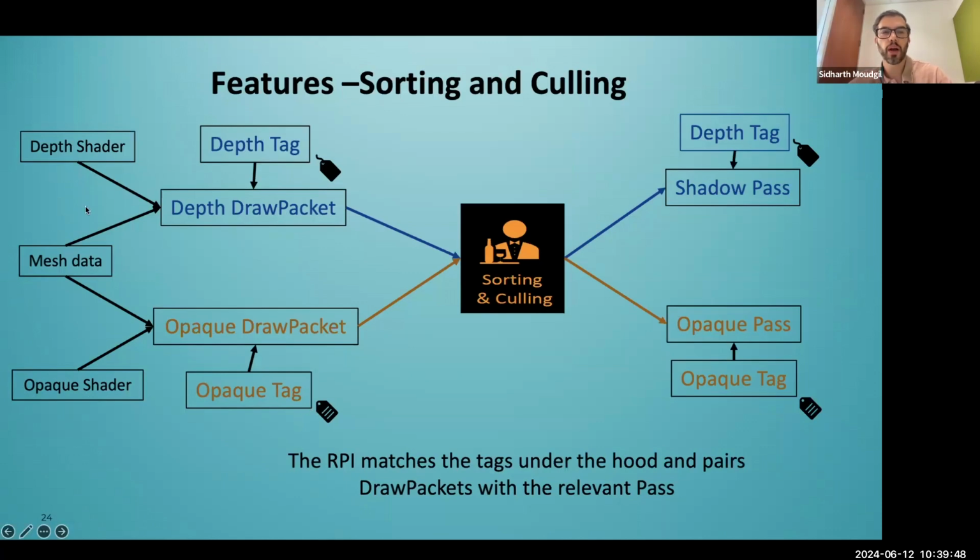Now you may wonder who's telling us where these shaders are coming from. Well, that is the job of the material system. The materials define that, and we'll go over that in the next few slides. So they have an opaque tag. The sorting and culling code here will do all the custom culling, occlusion culling. You don't want to send packets to a pass when they're not even visible. So it will do that, and based on the tag, it will send it to the shadow pass, and for the opaque tag, it will send it to the opaque pass, and that's how it does its sorting and culling.